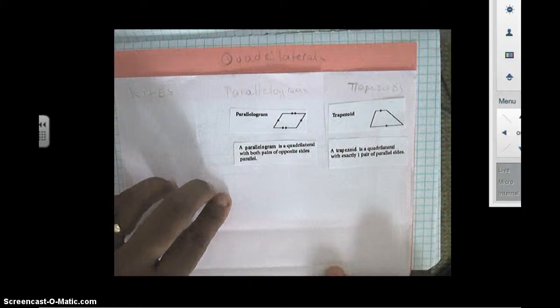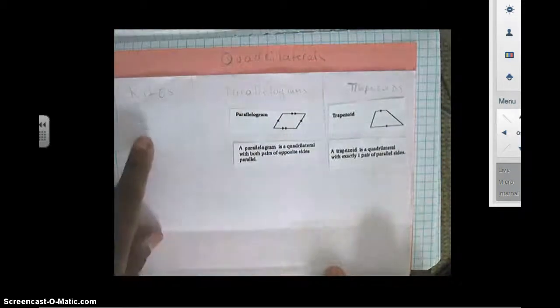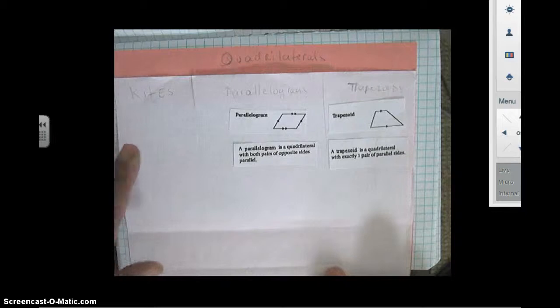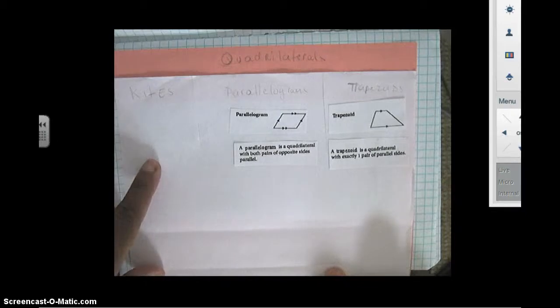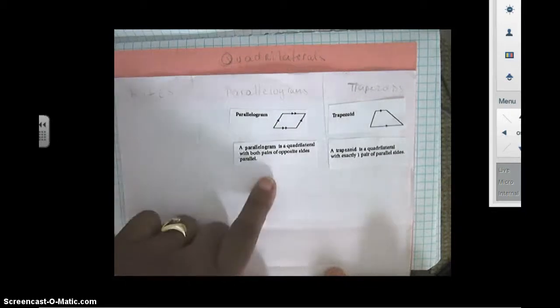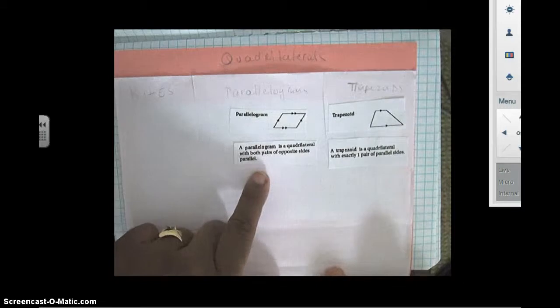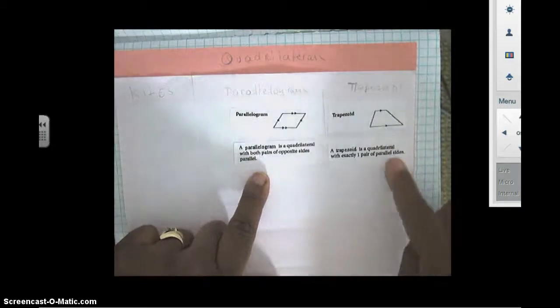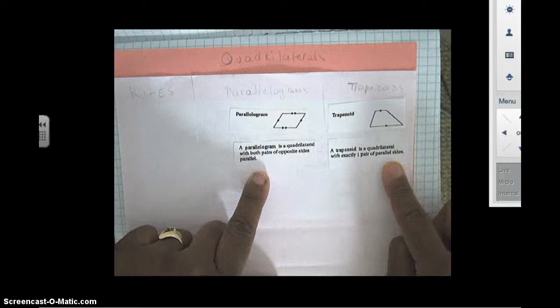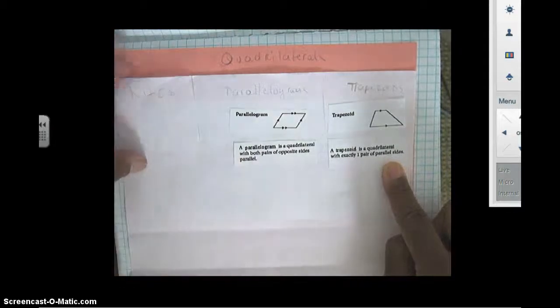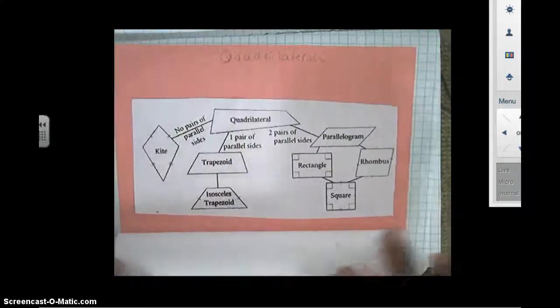The next page, you should have kites, parallelograms, and trapezoids. We have not discussed kites, and I did not give you a picture or a diagram for kites, but we'll do that tomorrow or the next day, and we will discuss what a kite is. But I do want you to cut out parallelogram as the diagram as well as the definition, and then trapezoids with the definition.